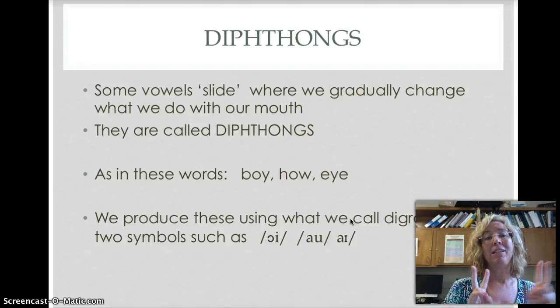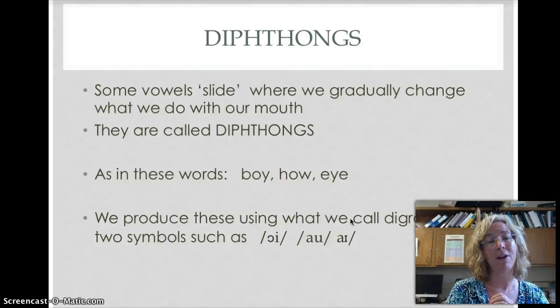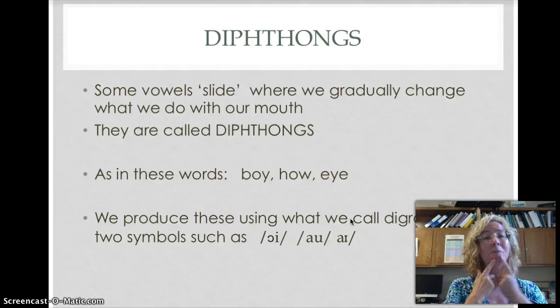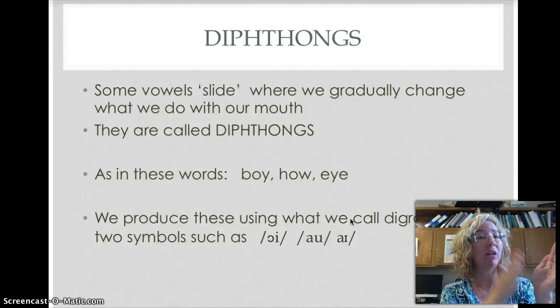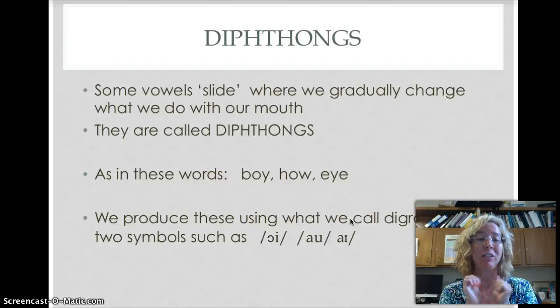Diphthongs, di meaning two, are when there are actually 2 parts to the sound. Some vowels have that sliding where we gradually change what we do with our mouth. Those are called diphthongs, as in the word boy. You see how my mouth is moving? Boy. How. I. So I'm going from one vowel to another vowel and I'm connecting them. It's gliding back and kind of moving back and forth or sliding.